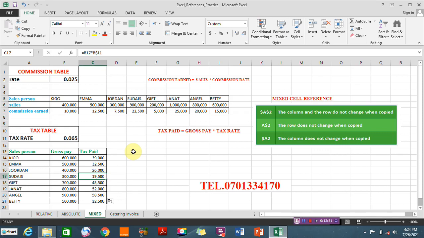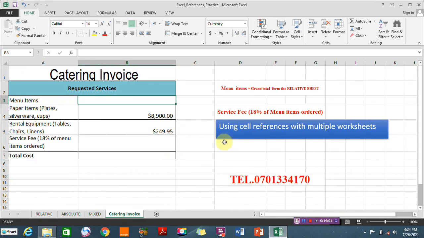That is actually how we can work with the 3. And now we have another sheet here that is having a catering invoice. Let's come to it and see. It is going to help us to know how we can work with cell references with multiple sheets. And they are giving us some of the information here. We have menu items, paper items, rental equipment, service fee, and the total.